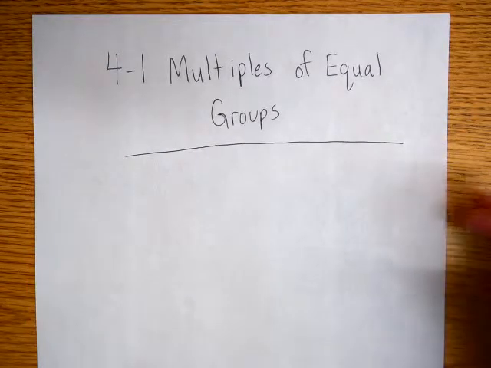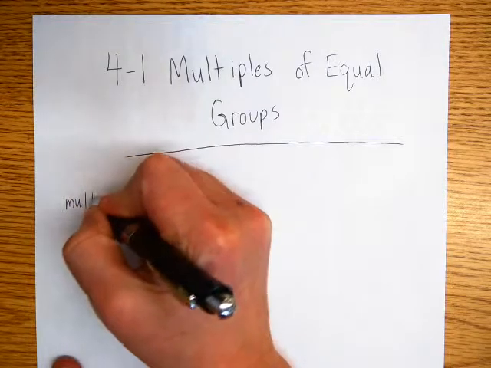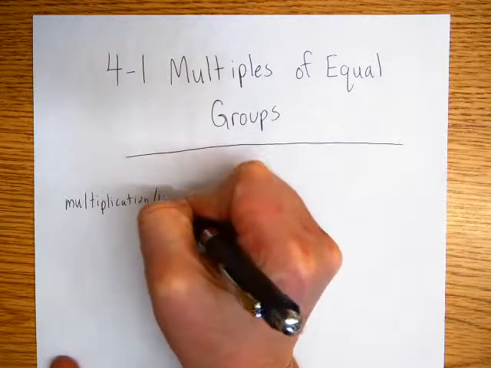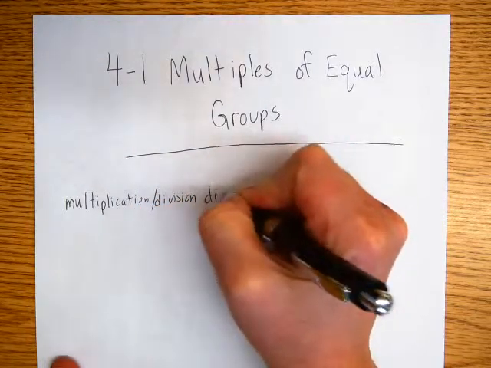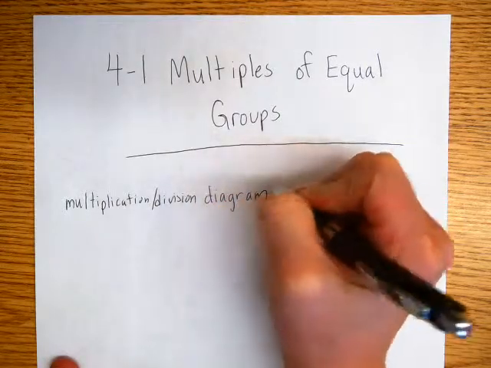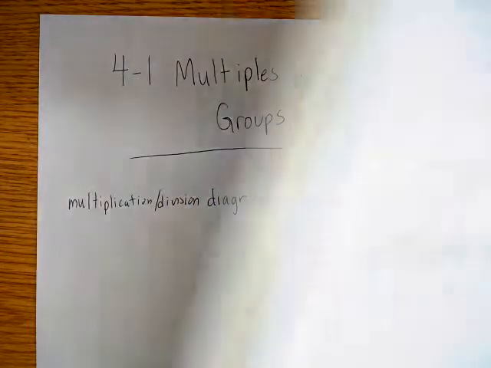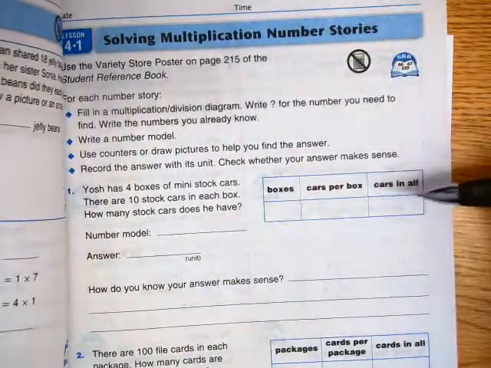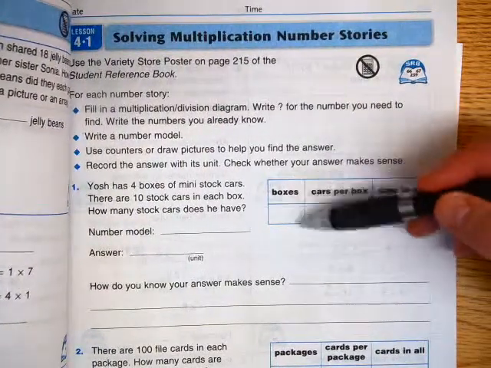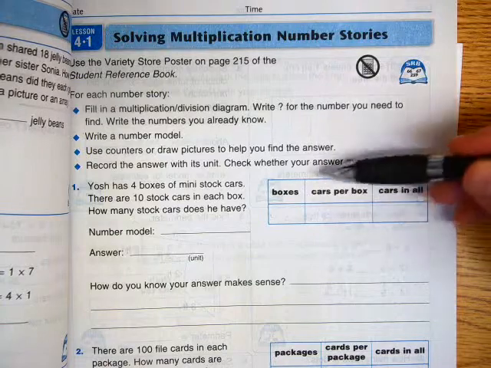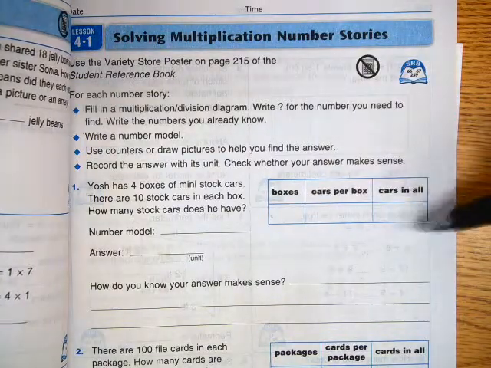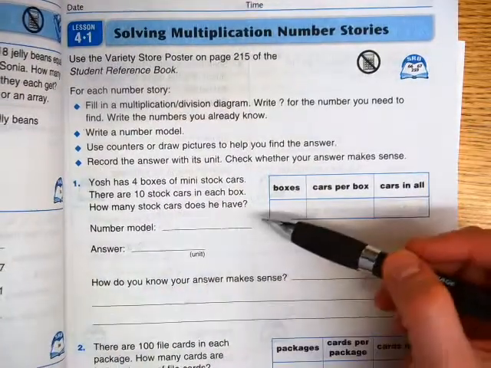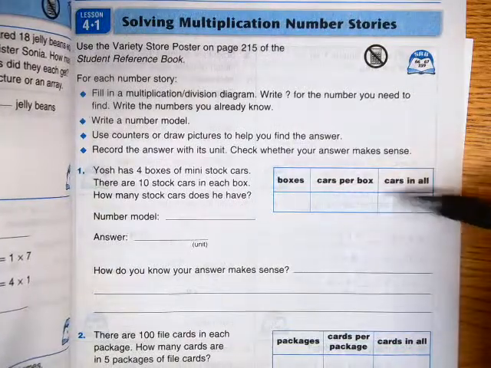We have a few vocabulary words I want to talk about. The first one is multiplication/division diagram, and we use that to solve multiplication and division number stories. Here's an example in the Everyday Math book. It has how many things there are, how many things in something or as a part of something, and then how many things in all. The story is right beside it, and then we would fill in this diagram.